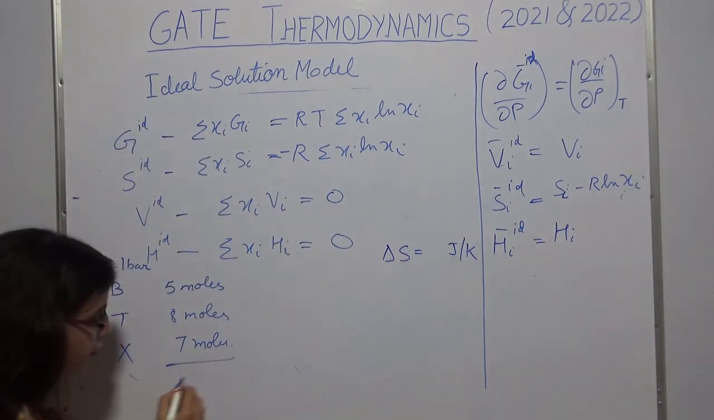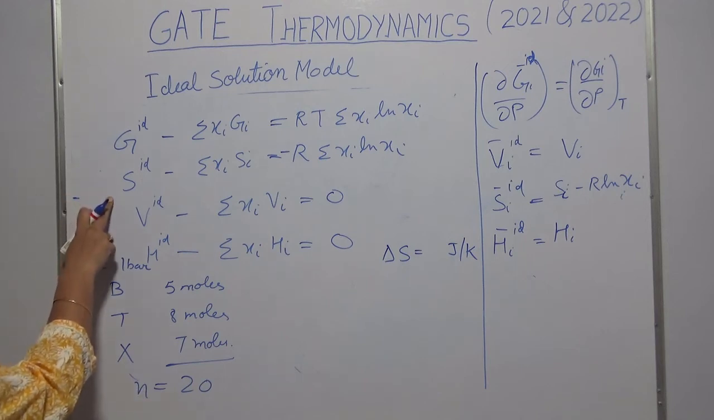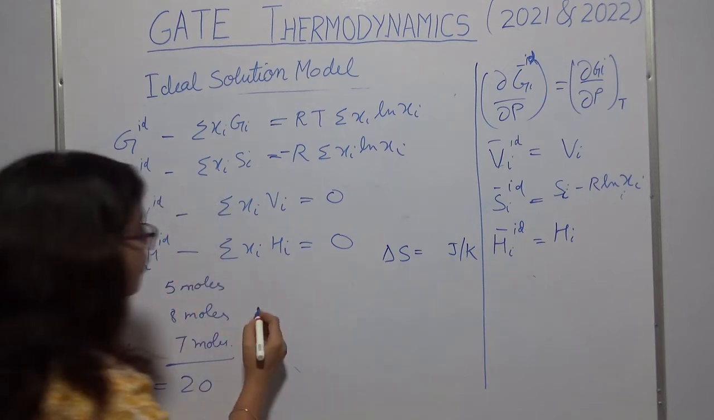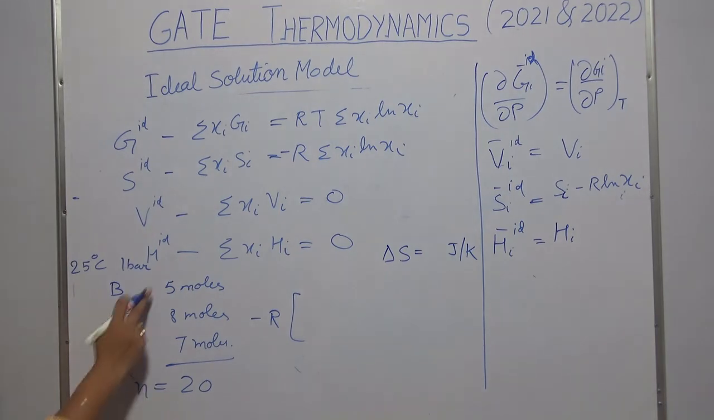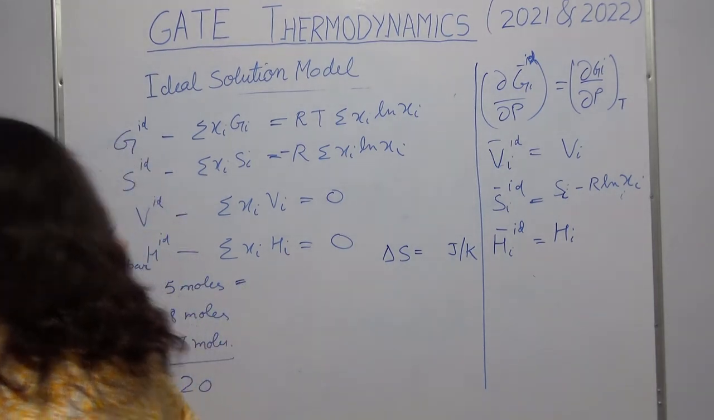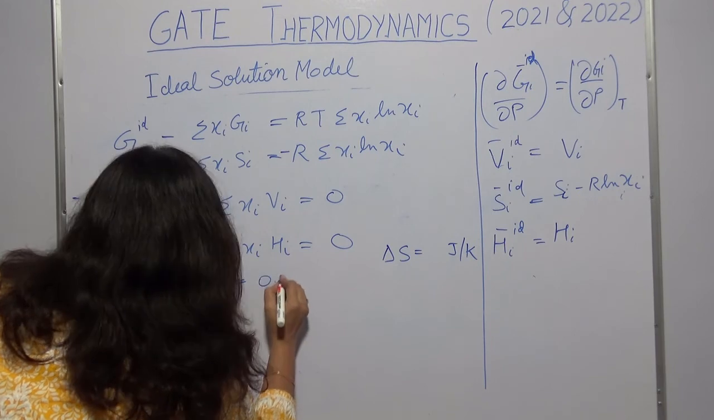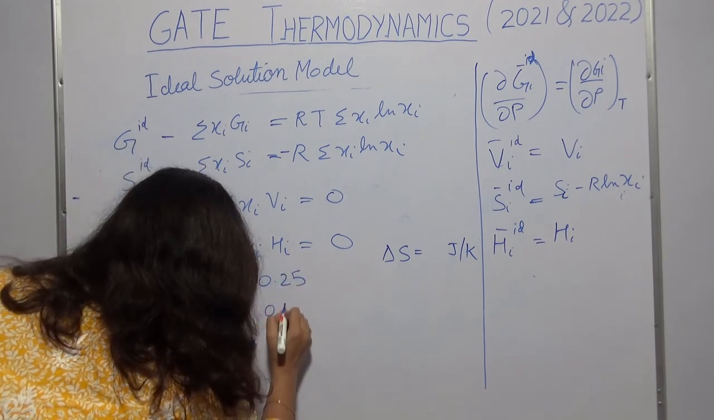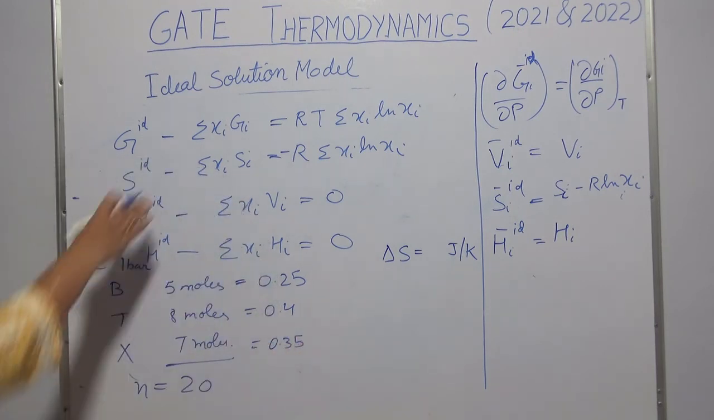Fine. What is the total number of moles? 20. Keep this in mind. So here N, the total number of moles of mixture, is 20 moles. Now the entropy change of mixing is nothing but your delta S. So I am going to find it as minus R, and what is X? Find it out: 5 by 20, 8 by 20 and 7 by 20. So I am going to first find my mole fractions, which are 0.25 for benzene, 0.4 for toluene, and 0.35 for xylene. Now put this in this equation.